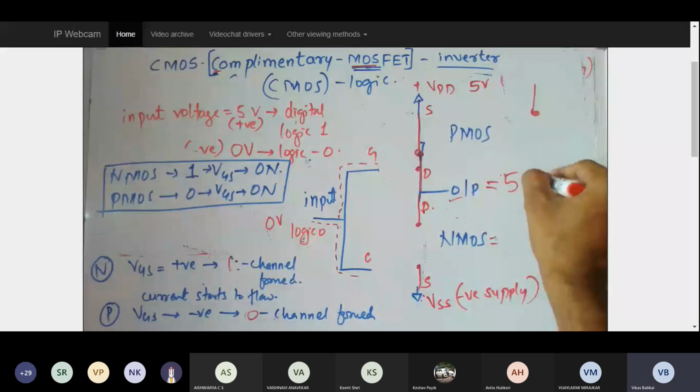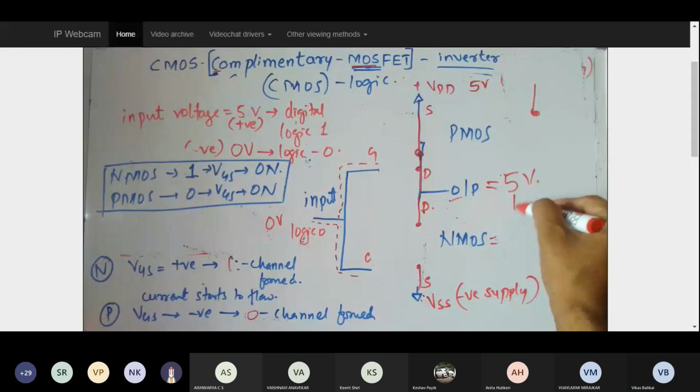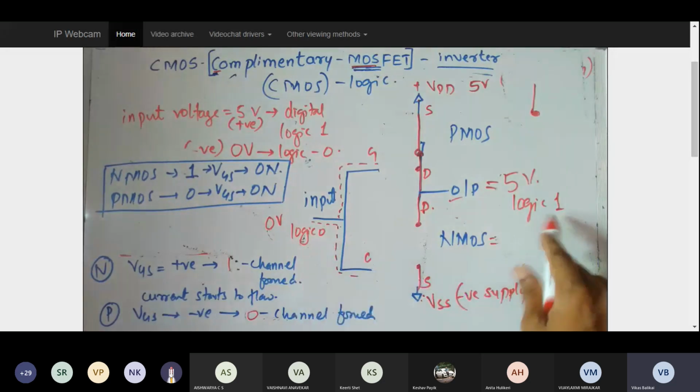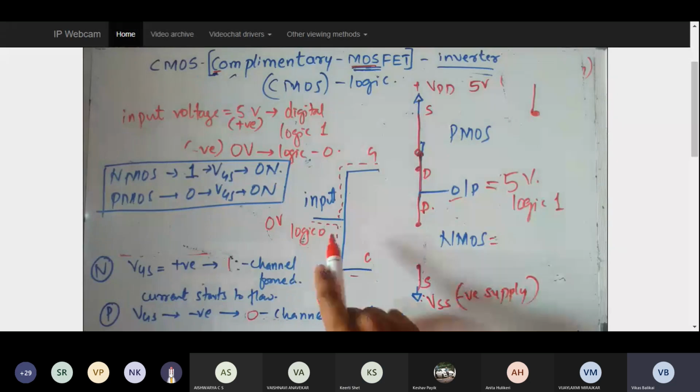And 5 volt is which logic? Logic 1. So that way, can I say for logic 0, I am getting logic 1? Yes, sir. Earlier I gave logic 1, I got logic 0 as output. Now I am giving logic 0, I am getting logic 1 as output.